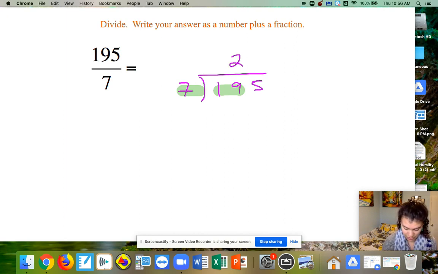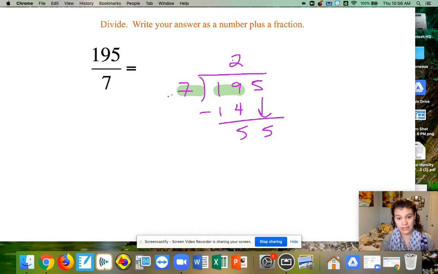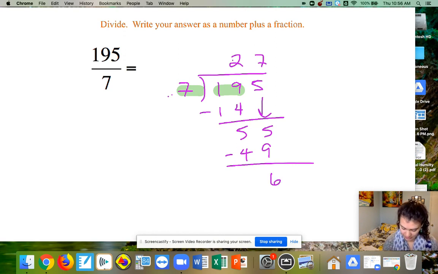Then you want to do 2 times 7 here, and you'll get 14. And then subtract those two numbers. You'll get 5, drop this down. So now we have 55. So now figure out how many times does 7 go into 55. The answer here is 7, because 7 times 7 is 49, but then 7 times 8 is 56. So you can't go in 8 times. Same thing here, subtract. We'll get 6, and then we have nothing else here.